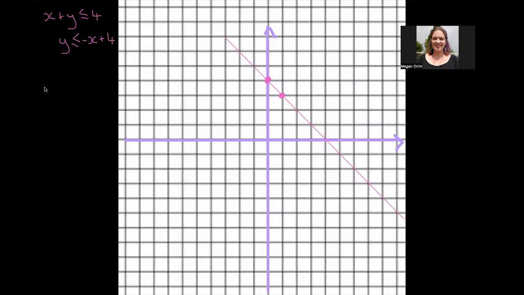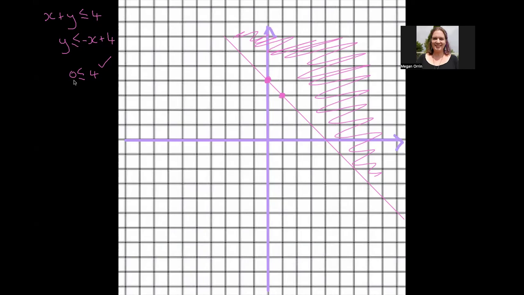All right, so I'm going to pick a point. 0, 0. 0 is less than or equal to 4. Is that true? Yes. Okay, so that means I want to keep this side. So I'm going to scribble out this side. All right, let's do another one.